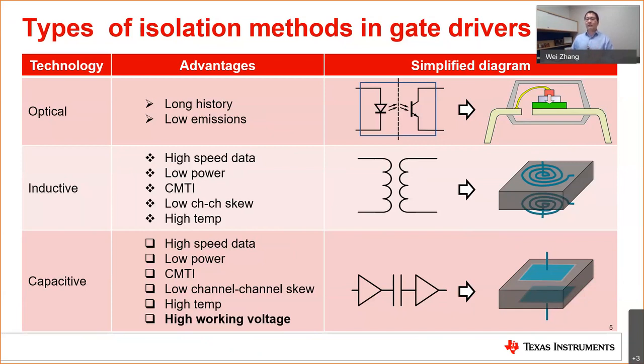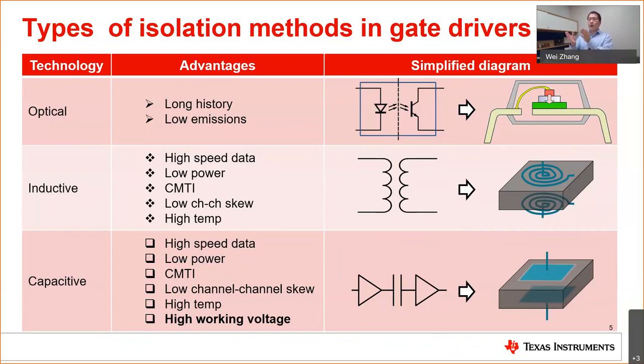Going through the advantages of the three categories, you can see optical has a very long history. It has been proven to work very solidly and has low emissions. Inductive and capacitive share a lot of common features because they are both silicon dioxide based isolation barriers. So you can see it is fast, it is low power, it has very high noise immunity on the CMTI, and it has very low channel skew.